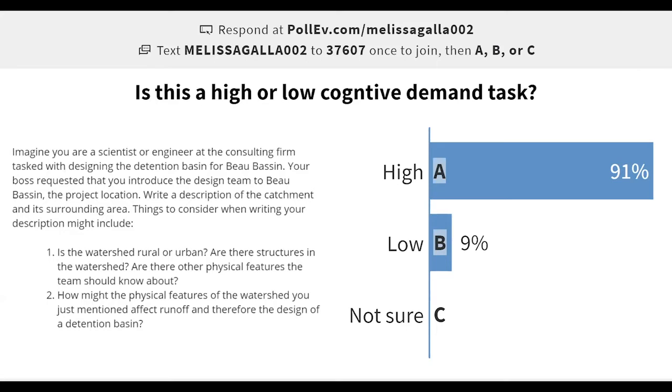I think there is also this element of justifying, because question 2 is asking how might the physical features affect runoff, they need to justify their decision there. So in a way, it's really useful to look at these questions and think about where you think they should fall in Bloom's taxonomy, because then you could put that in your rubric, that you will get credit for evaluating or defending your choice here, or something like that.